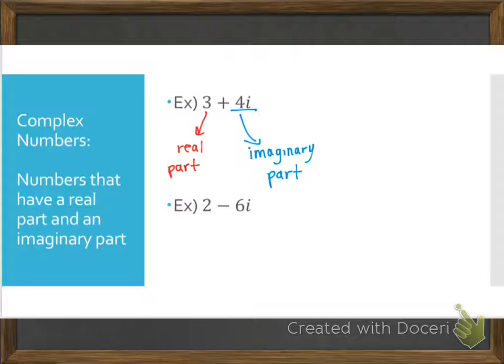All right, let's look at our next example. So again, we got 2 minus 6i. So again, 2 is our real part, minus 6i is our imaginary part. And again, it's because of that i. So this is our real part, and this over here is the imaginary part.